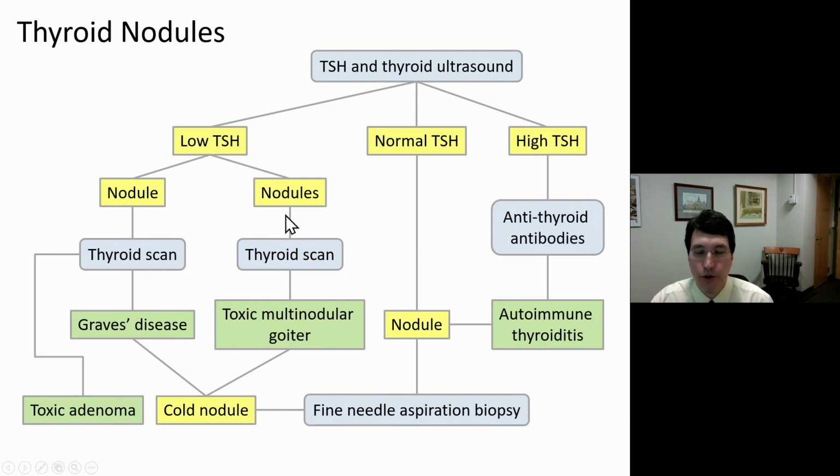With multinodular goiters, it's a similar situation. We check a thyroid scan and we look for nodules that may be cold in the midst of warm or hot nodules, and then we typically plan to biopsy those cold nodules.